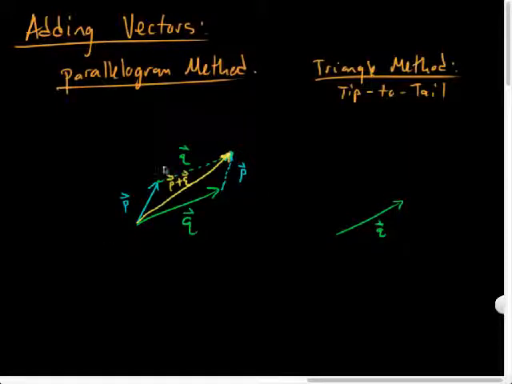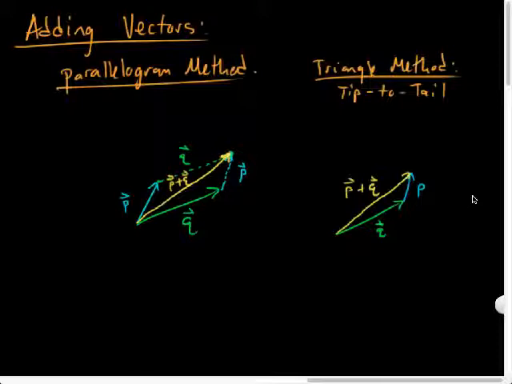So here's vector q, and actually you could add in any order. The addition of vectors is commutative, and I would just take vector p and put it tip to tail to the other vector, and then once again the diagonal of this triangle would end up being vector p plus vector q. All right, so that's the tip to tail method.